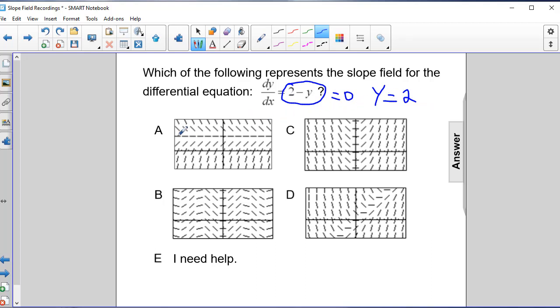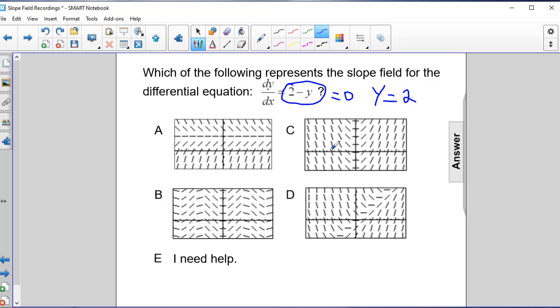When I look at answer choice A, right here along the line y = 2, I see a series of horizontal line segments indicating a slope of 0. None of the other choices have that along the line y = 2. So I know the answer is going to be A, and I could end here.